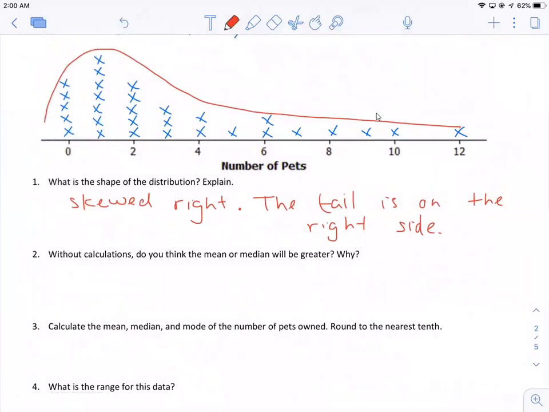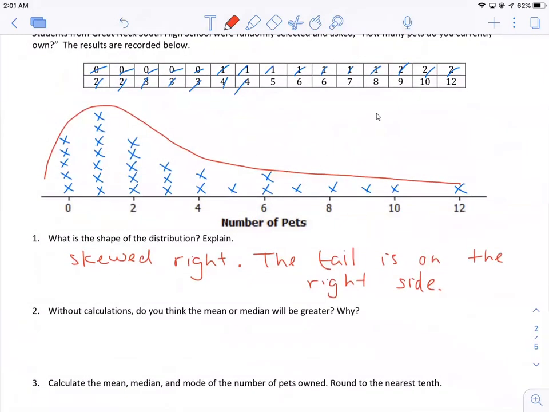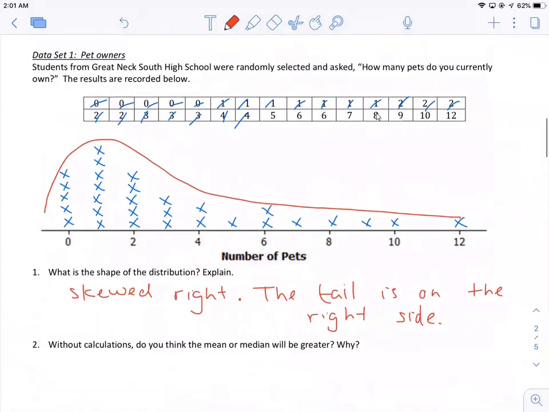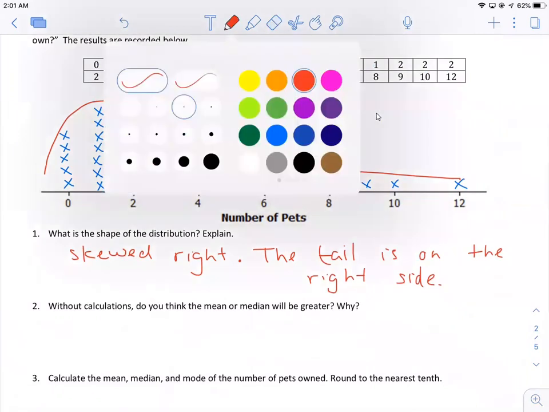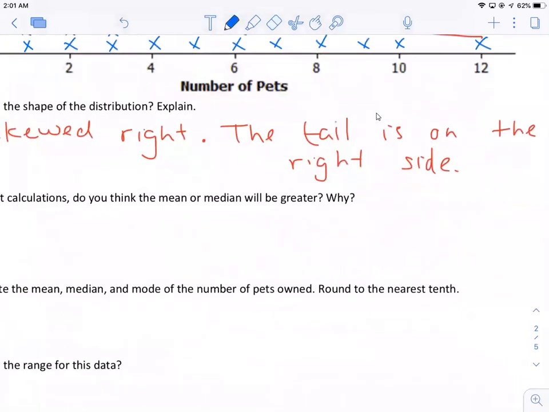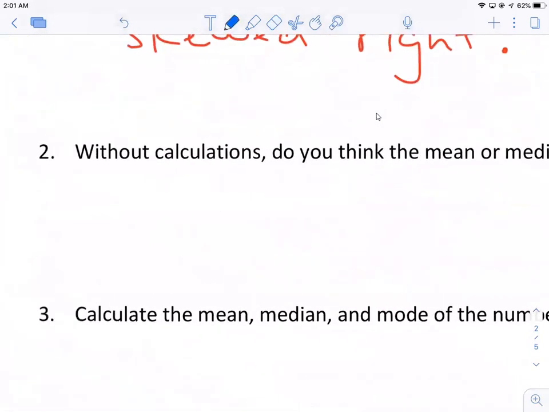So without any calculations, what do you think is going to be bigger or greater, the mean or the median, and why? So again, the mean is the average of all the numbers, and the median is the middle number when you arrange them from least to greatest. That's a good question to think about. But let's calculate it and let's see which one is bigger, and then we'll discuss why.